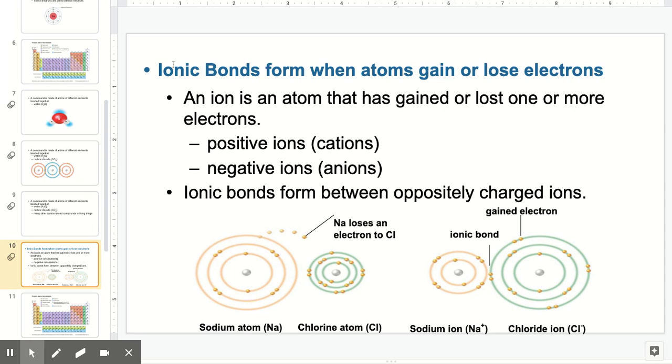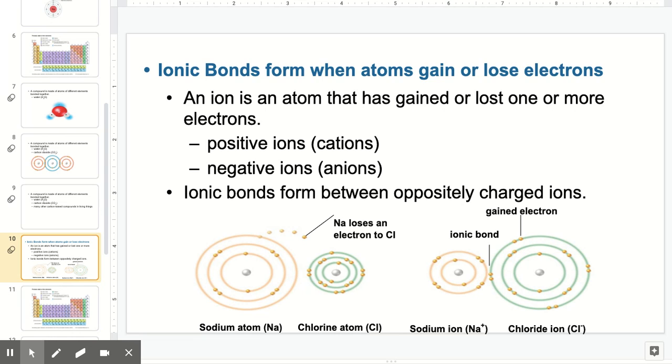So the first type of bond we're going to talk about is an ionic bond. Ionic bonds involve things called ions. Ions have either gained or lost an electron. If the particular ion has lost an electron, it is a positively charged ion. If it gains an electron, it is negatively charged. Think of it as getting more negative because it's gaining an electron.